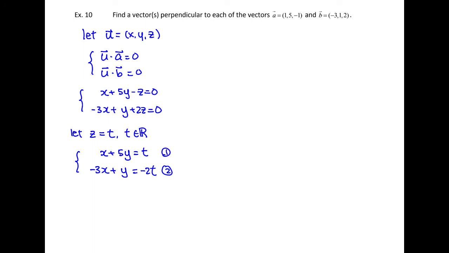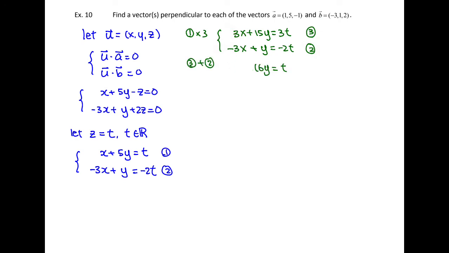By using elimination, that means one of the variables needs to have the same coefficient. Either x, they both have a 3, or y, they both have a 5. So here, I'm going to decide to have x become a 3. So we say equation 1 times 3, I will get 3x plus 15y equals 3t. Then we're going to add those two equations up to eliminate the x. So equation 3 plus equation 2 will become 16y equals 1t. Then we can isolate for y. It's going to be 1 over 16 t.